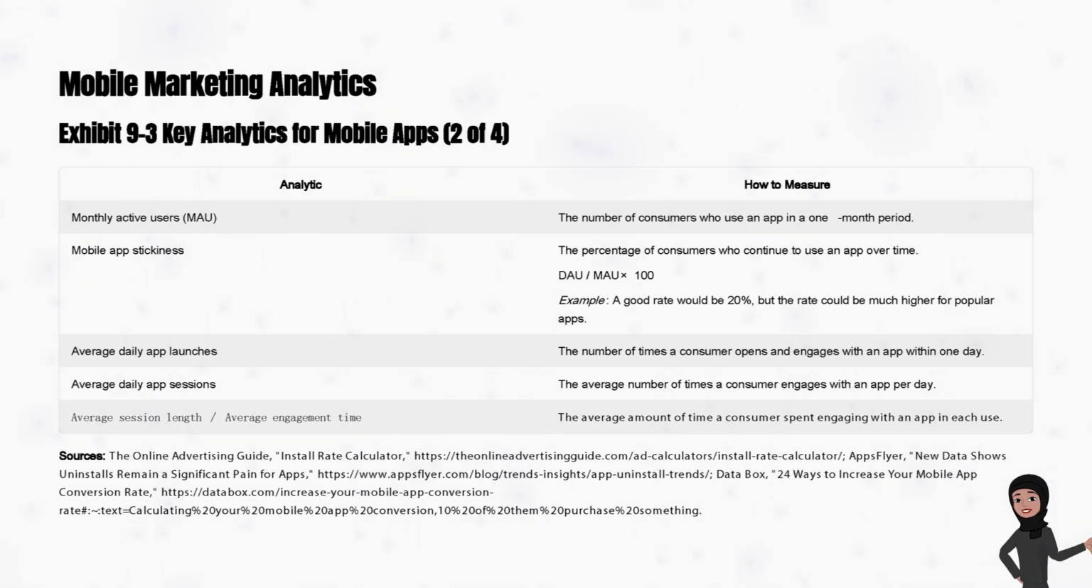The slide also includes average daily app launches, average daily app sessions, and average session length, or engagement time. These measures help marketers understand not just whether people have the app, but how often and how deeply they interact with it.